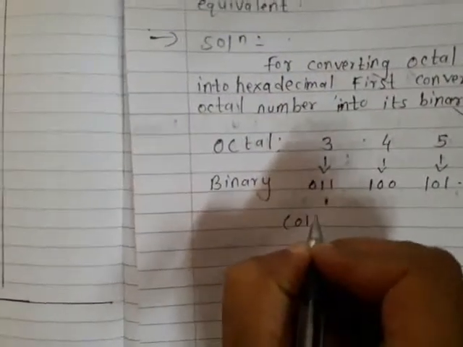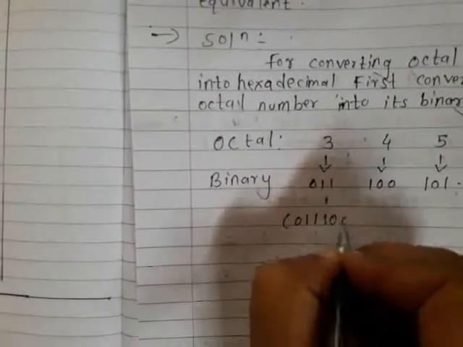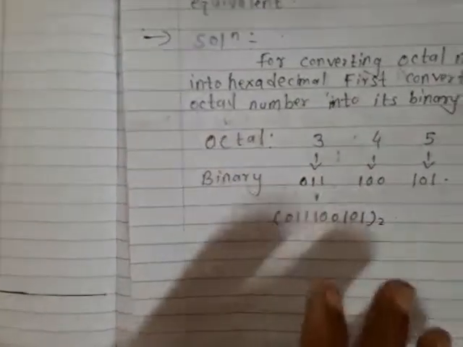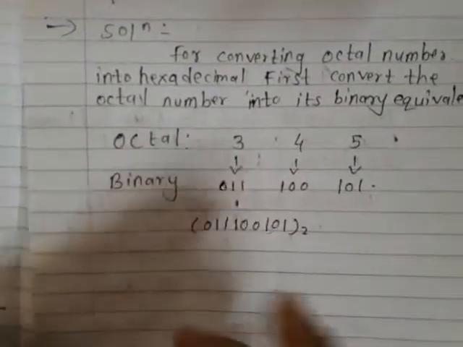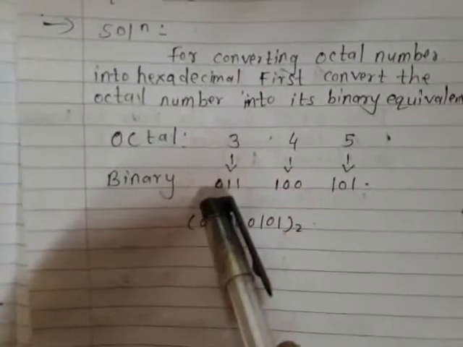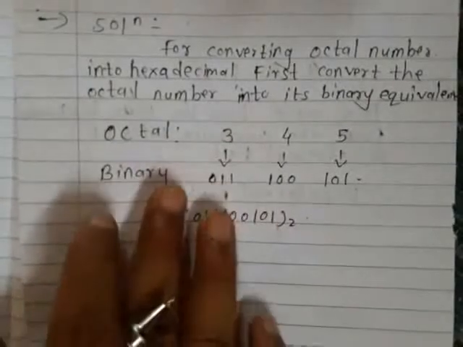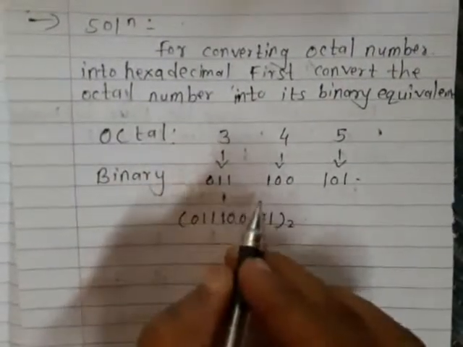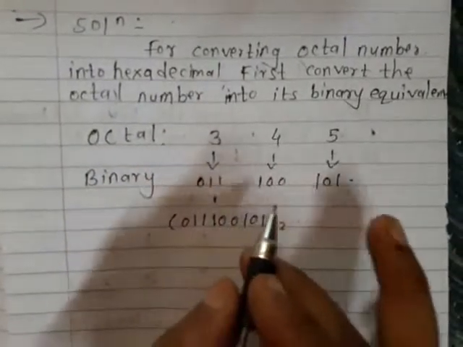Now you have to write this number in full: 0, 1, 1, 1, 0, 0, 1, 0, 1, base 2. Okay students, like this you have to do. Octal number is 3, 4, 5. Then you have to write the binary number by searching in the octal number system chart.